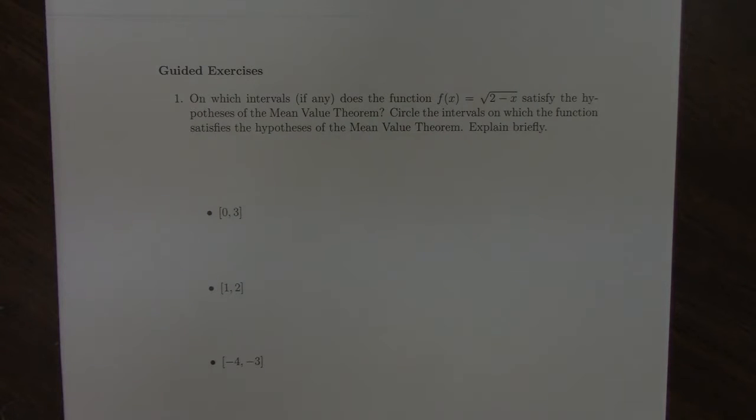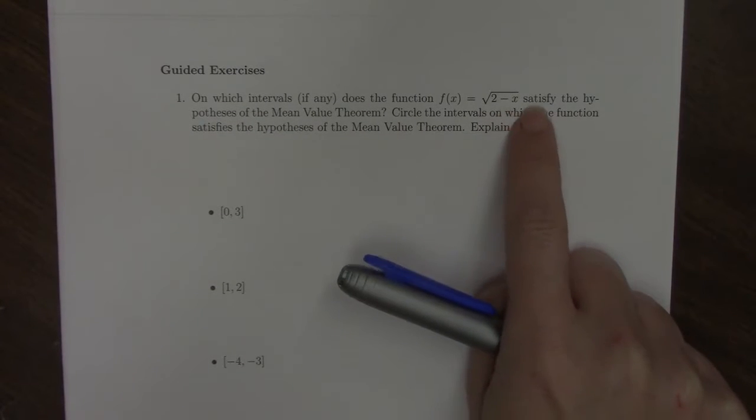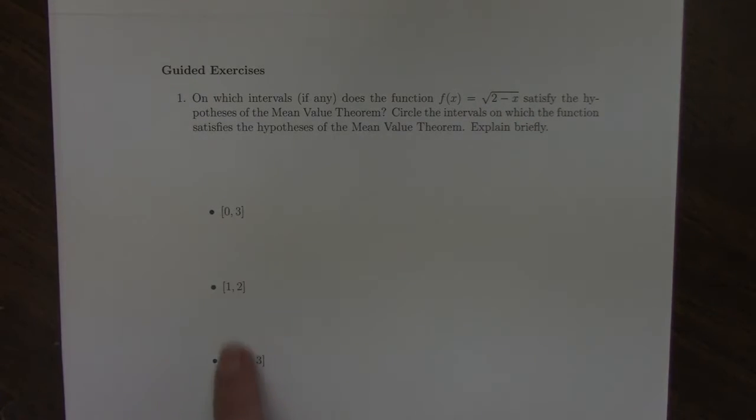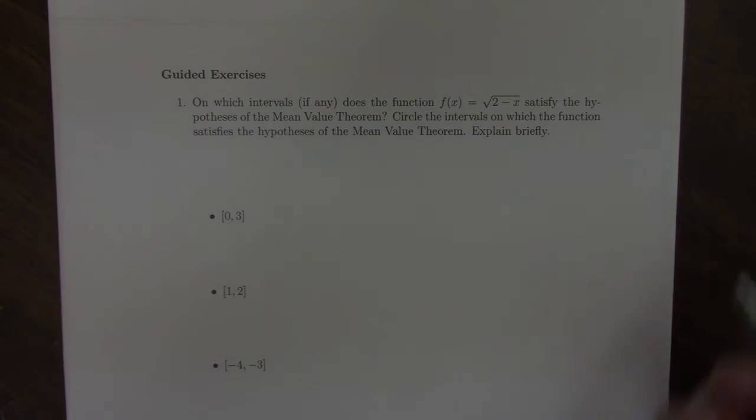So before I can even look at these intervals, it's really helpful to just do a domain check on the function, because I can see, because of this radical, that the domain of this function is not going to be all reals. So anything that goes outside of the domain of the function will automatically be excluded. So that's usually a good place to start.